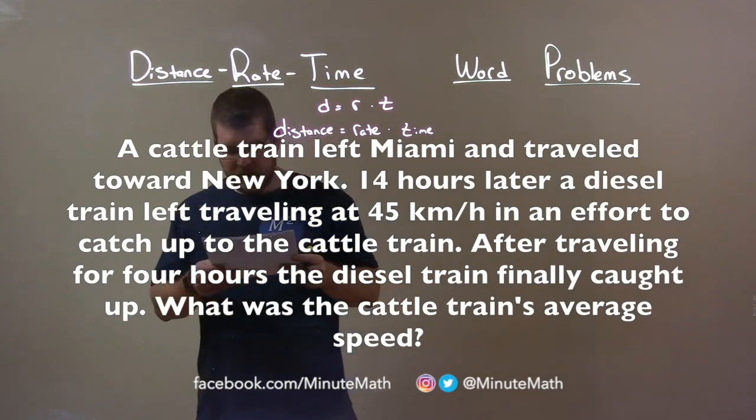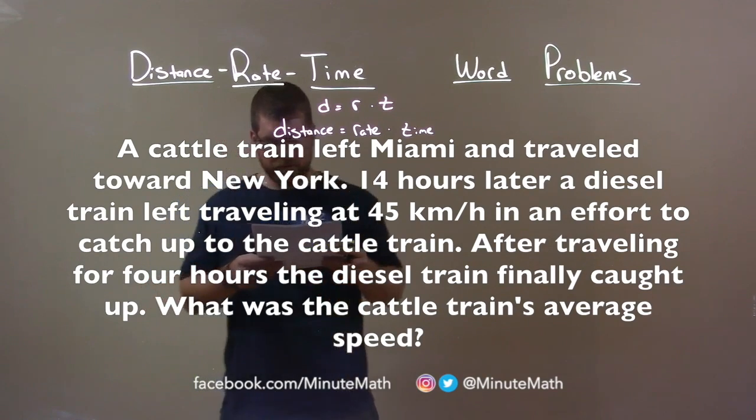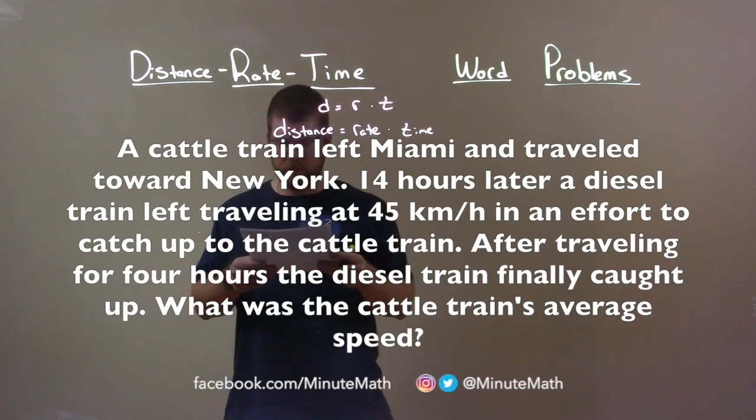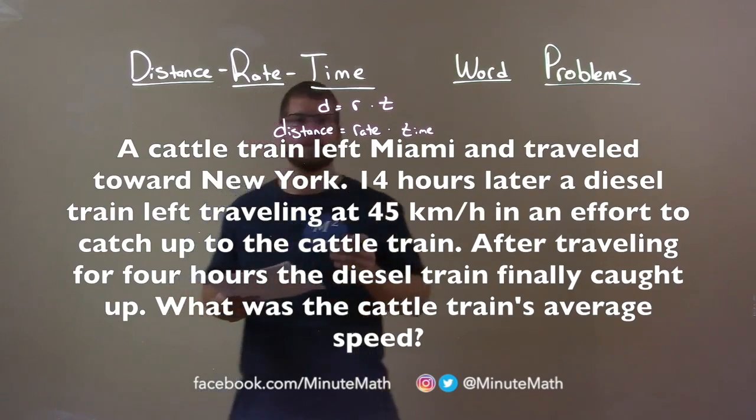A cattle train left Miami and traveled toward New York. 14 hours later, a diesel train left, traveling at 45 kilometers per hour in an effort to catch up to the cattle train. After traveling for 4 hours, the diesel train finally caught up. What was the cattle train's average speed?